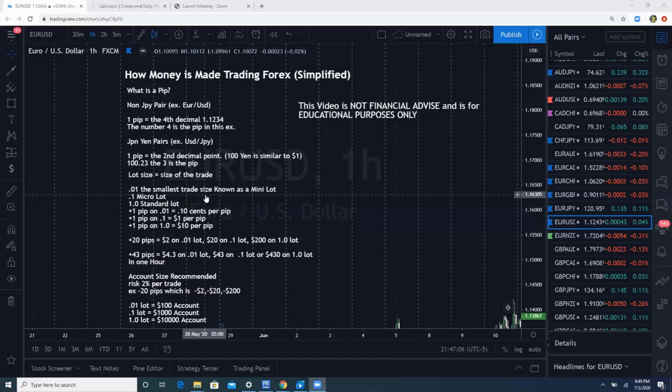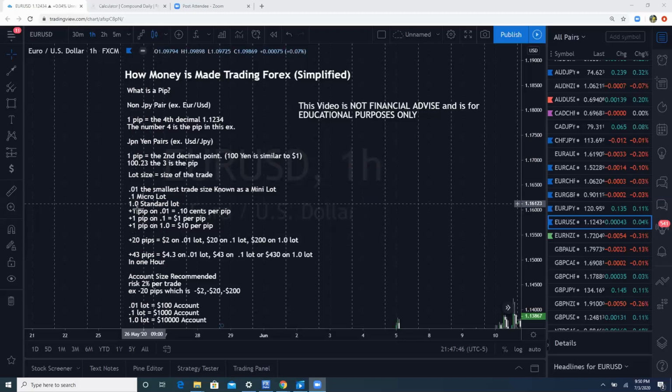The second thing you need to know is the lot size, which is the size of the trade. So there are multiple ways to quantify a lot size. So just to make it simple, we're just going to go by decimal points. So if you look here, the smallest trade is a 0.01 lot size known as a mini lot. The next decimal form up is the 0.1, which is a micro lot. And the next one up is a standard lot. So these are the three common sizes when it comes to trading: 0.01, 0.1, and a standard lot.